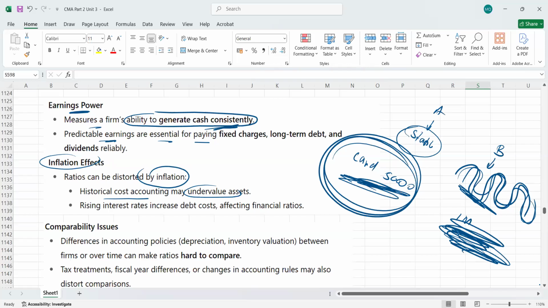Then what? Rising interest rates increase debt cost, affecting financial ratios. Yes, if a company got a loan on a variable interest rate, once the interest rate increases, their loan burden will increase, and it will distort the ratio. And if the interest rate is going down, then it can improve the ratios also. This is another point.